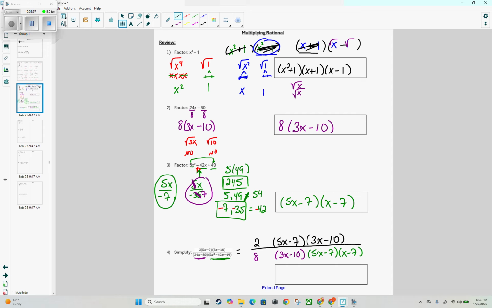And now I get to do the fun part of canceling. So what is over itself? We have this married person, the 3x minus 10 over the 3x minus 10. So that couple goes. We have the 5x minus 7 over 5x minus 7. And the married people are pretty much done. So what I do know is at the bottom, I have one married couple left, which is the x minus 7. He didn't cancel off.